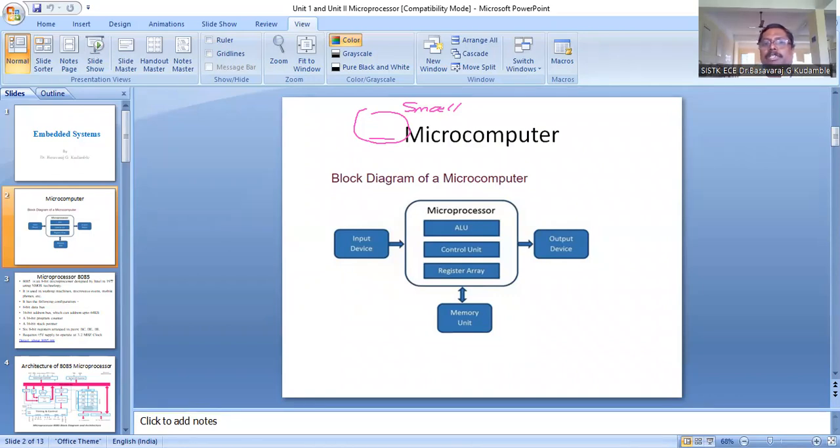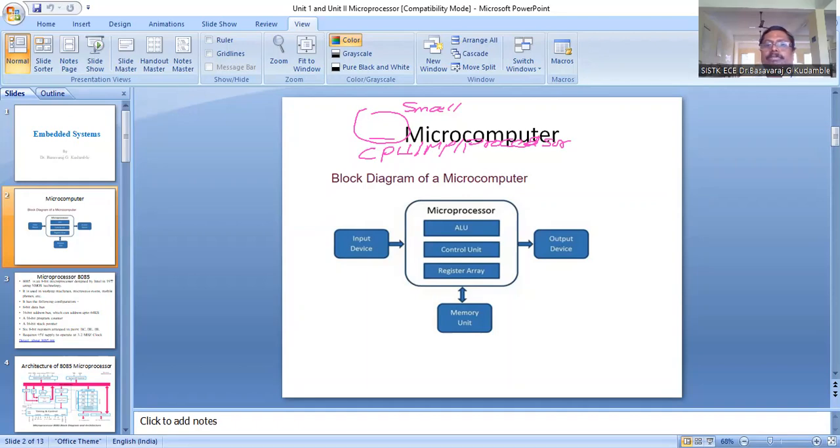So this microcomputer consists of the main processor. It is called the CPU, Central Processing Unit, or we also call it a microprocessor or processor. Same meaning. We can say CPU, Central Processing Unit, or microprocessor or processor. Here we are going to call it a microprocessor.